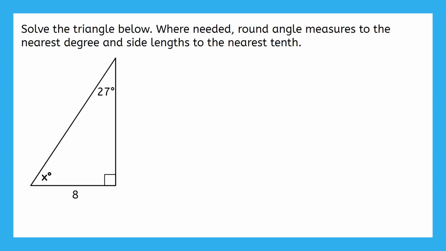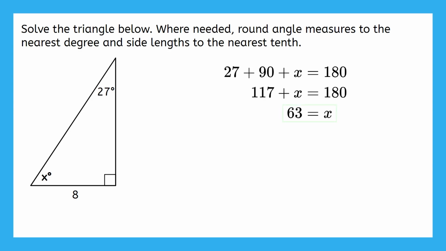We actually don't need to use trig at all to solve for x. I have a triangle with two known angles, so I can just ignore the side lengths and use the triangle sum theorem. The three angles in a triangle will always add up to 180 degrees. And once I have my equation, I can simplify and then solve to find that x equals 63. Let's move on to y next.